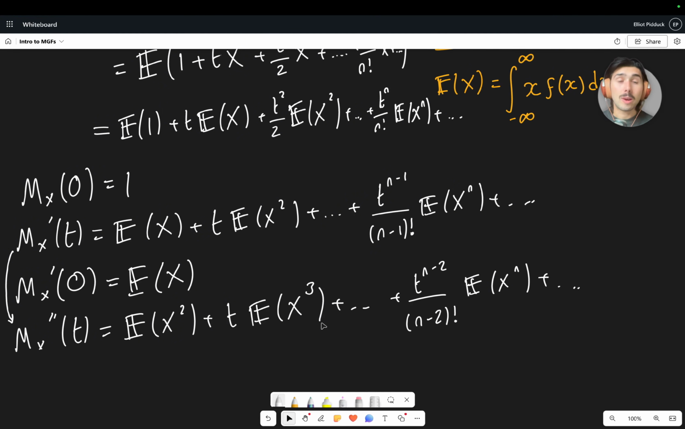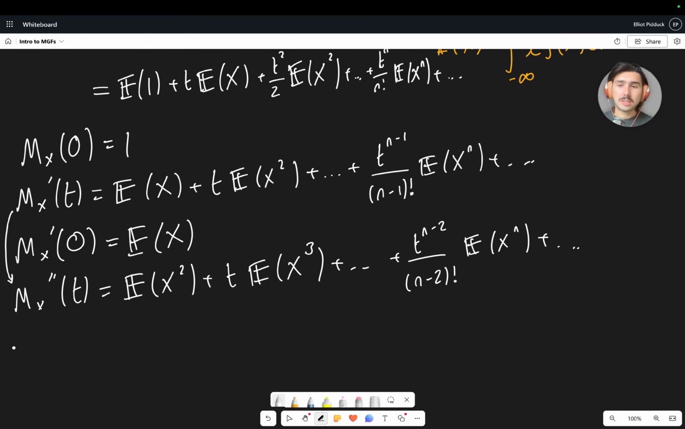And I can evaluate this at 0 as well, and you can see that I will get the second moment. So all I've got to do to get the second moment of any random variable is just differentiate the moment generating function twice and then evaluate it at 0, and you can see that all I'll be left with is just the expected value of x squared.